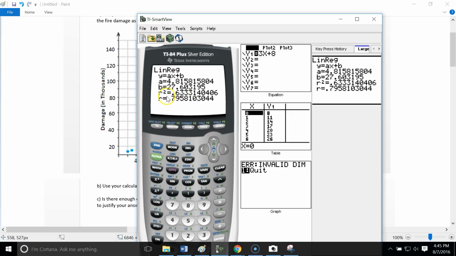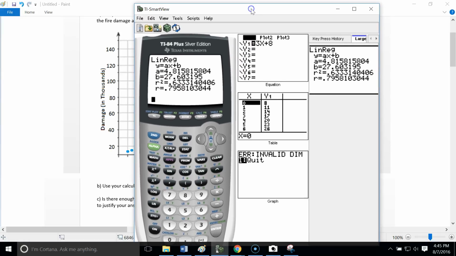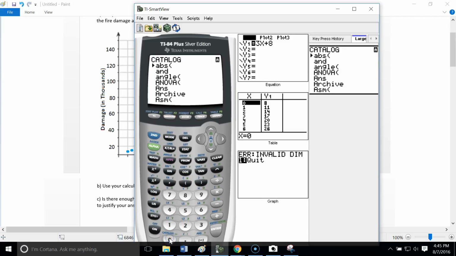Now if you did this and you didn't get the value of R, that's because your calculator doesn't have the diagnostics on function. So to turn it on, to activate it, you got to hit second shift catalog down here above the 0 and scroll all the way down until you see diagnostics.